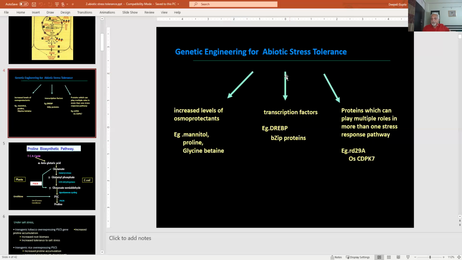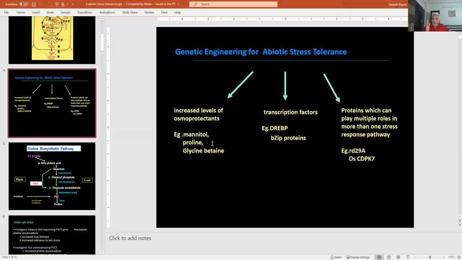And then, of course, subsequently, there are certain transcription factors and proteins which can play multiple roles in more than one stress response pathways. They were worked out, but these discoveries were at a later stage. So I will focus on one aspect which was studied in greater detail, that is the proline.